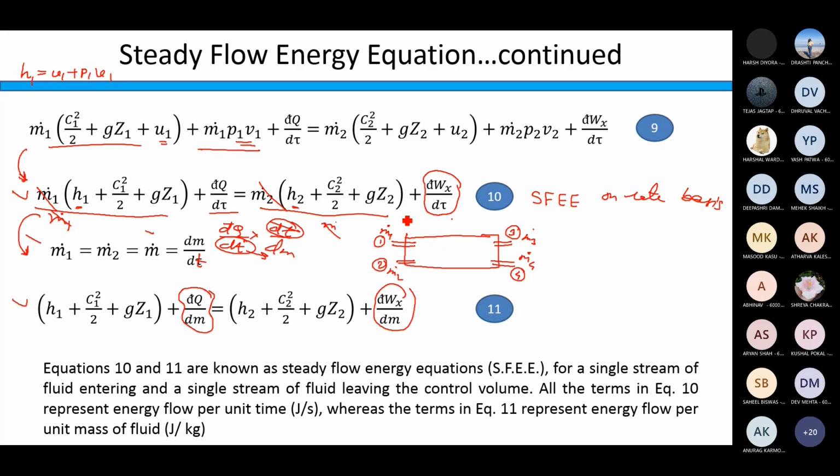So equations 10 and 11 are known as the steady flow energy equations for a single stream of fluid entering and a single stream of fluid leaving the control volume. So we have derived it using a single stream inlet and a single stream outlet, right? However, you can generalize it. How to generalize we will see in the next slide. All the terms in equation 10 represent the energy flow per unit time, so they will be measured in joule per second all the time, right? Whereas the terms in equation 11 represent the energy flow per unit mass, so those quantities will be measured in joule per kg.